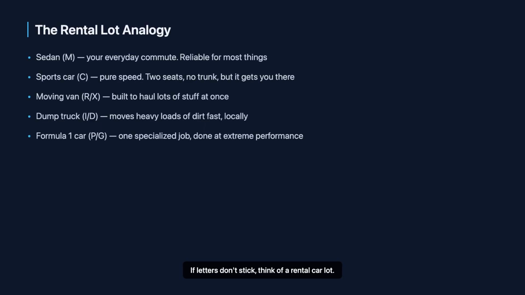If letters don't stick, think of a rental car lot. The sedan is your M family, reliable for everyday driving. The sports car is C, pure speed, 2 seats, no trunk. The moving van is R or X, built to haul lots of stuff at once, which is your in-memory workload.